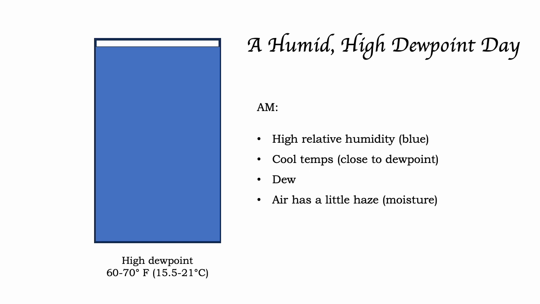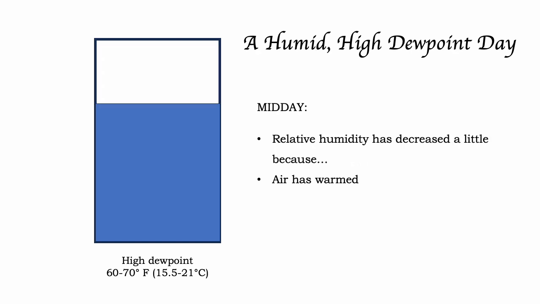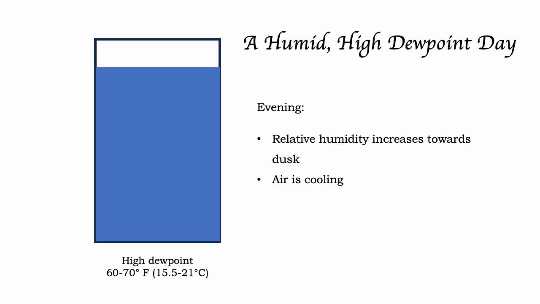A high dew point humid day looks like this. In the morning, there's high relative humidity, there's cool temperatures close to the dew point, there's dew on the grass, and the air has a little bit of haze or moisture. By midday, the relative humidity has decreased a little because the air has warmed. And by evening, the relative humidity is creeping back up towards dusk and the air is cooling.